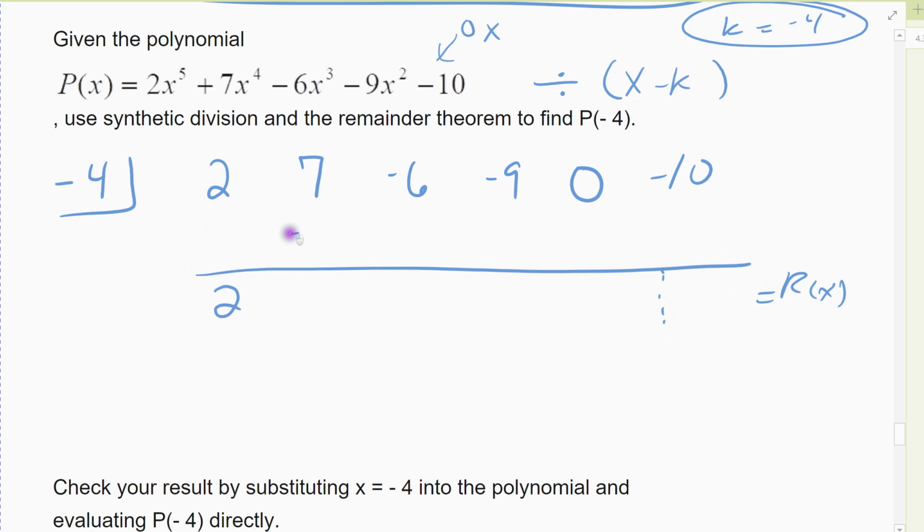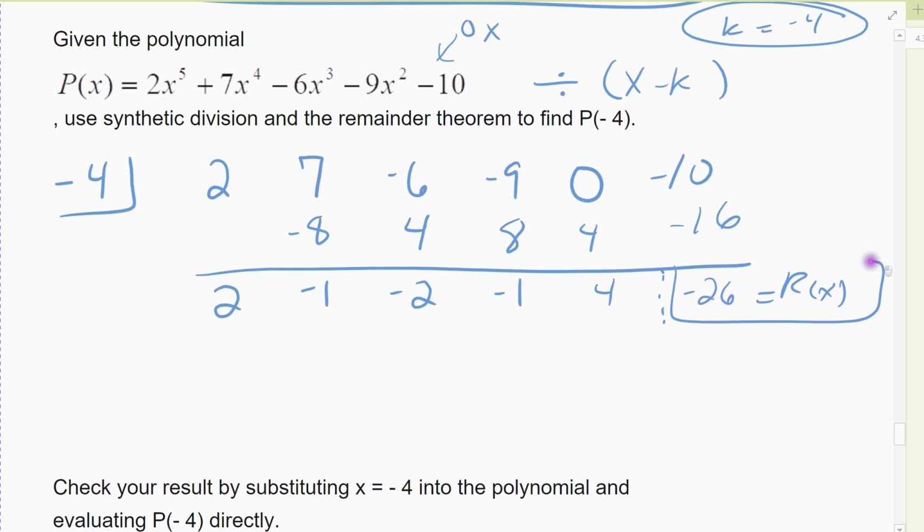Negative 4 times 2 gives me negative 8. 7 and negative 8 is negative 1. Negative 4 times negative 1 comes out positive 4. Negative 6 plus 4 comes out negative 2. Negative 4 times negative 2 is a positive 8. Negative 9 plus 8 comes out negative 1. Negative 4 times negative 1 comes out positive 4. 0 plus 4 is 4. And then negative 4 times 4 comes out negative 16. So I get a negative 26 as my remainder.